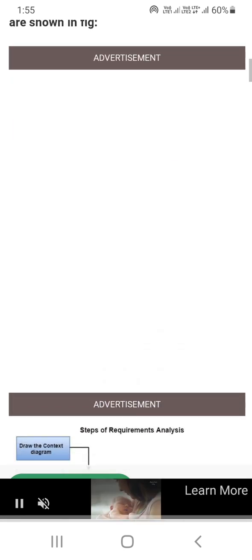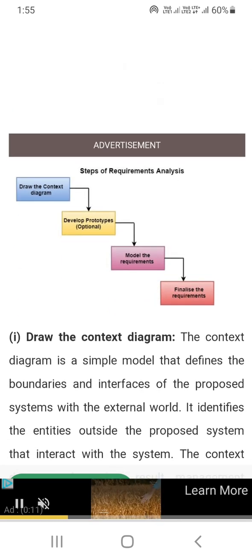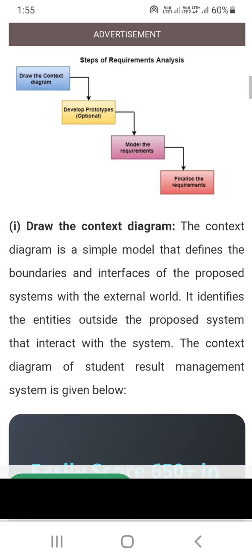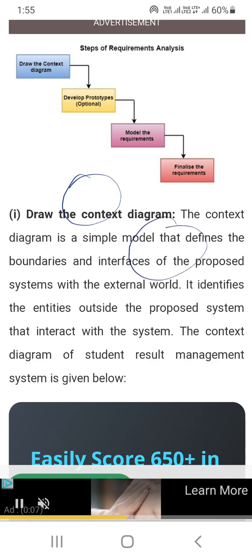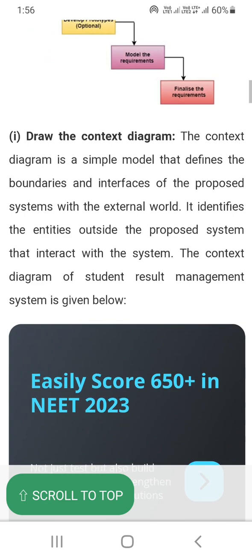Now the various types of requirement analysis, here you can see. Okay, so here you can see draw the context diagram, develop a prototype, model the requirements, finalize the requirements. Now you know what is the draw and context diagram. So the context diagram, for example, you do communication with the client, then the modeling, then construct the software, then the deployment of the software. So you're going through many phases in the cycle. Now draw the context diagram.